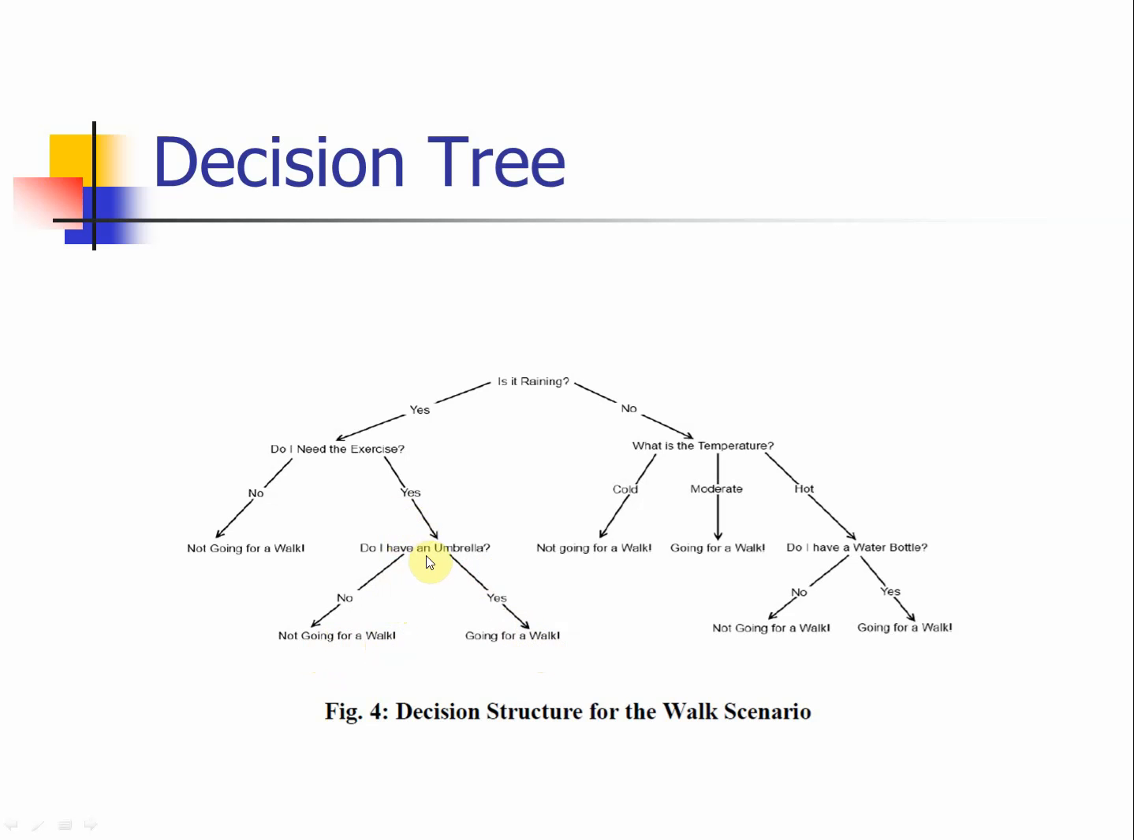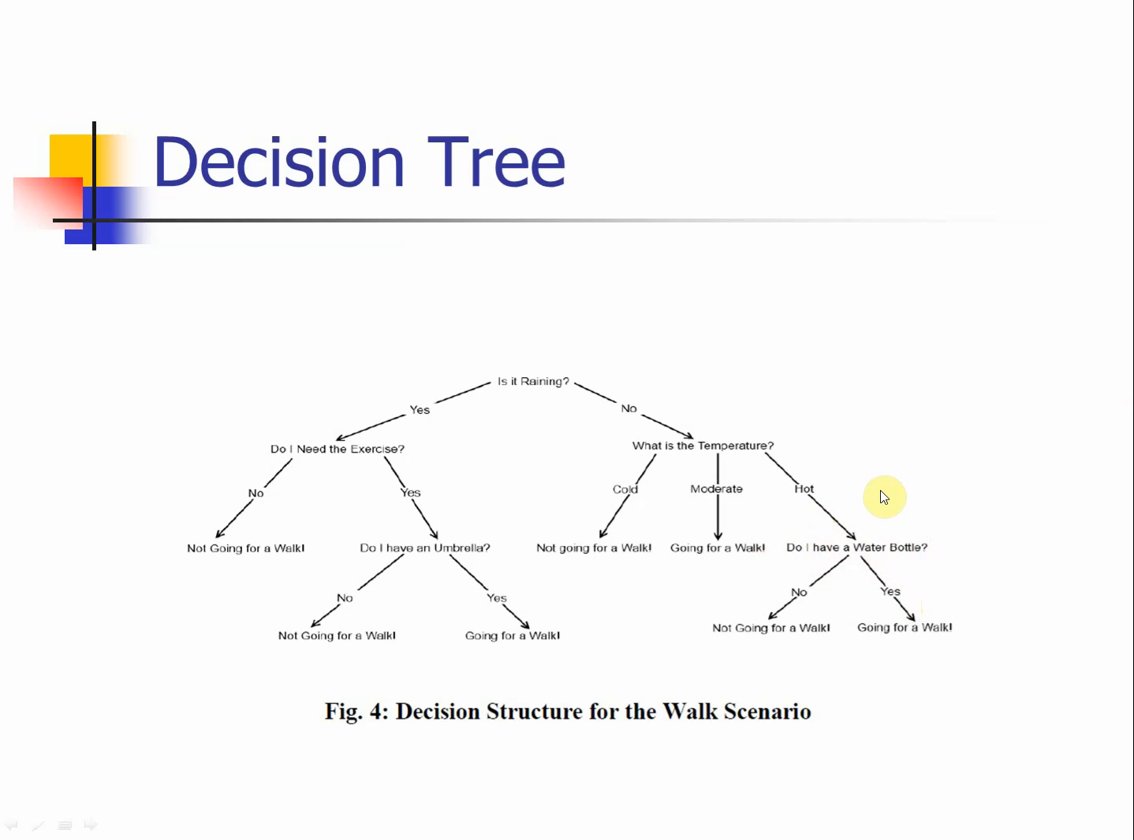You can see that the umbrella is attached to the information about the raining, and therefore the left side of the decision tree is based on the raining scenario. On the other side, it's not raining, and then we check the temperature. If it's a good temperature, then go for a walk. If it is hot, then we ask, do we have a water bottle? We want to stay hydrated. We don't want to get dehydrated, and based on that information, we can decide to go for a walk or not. So this is the basic idea of the decision tree.